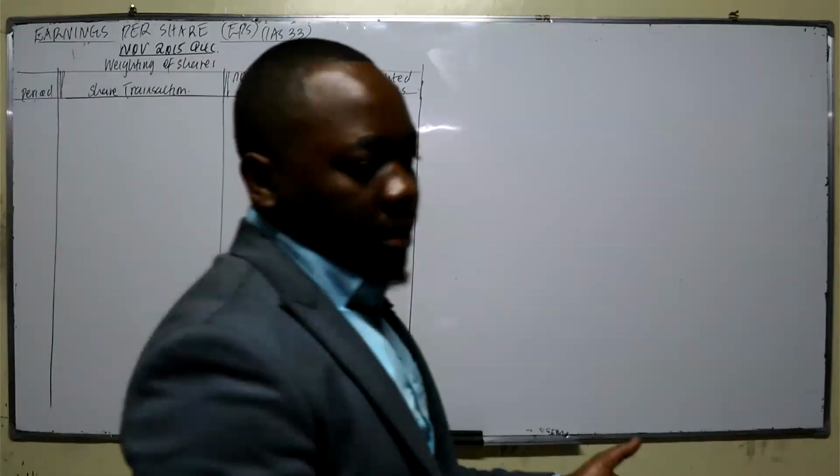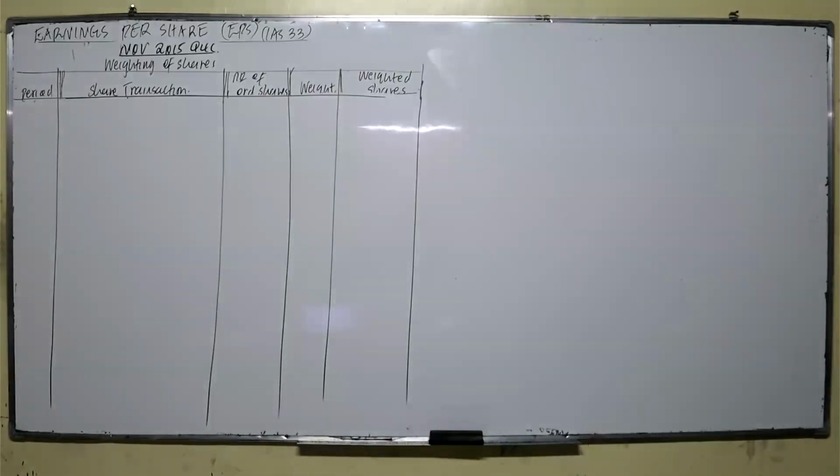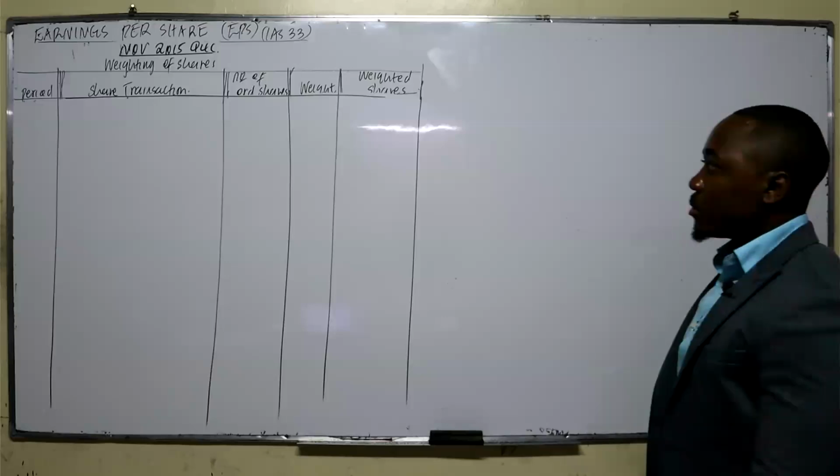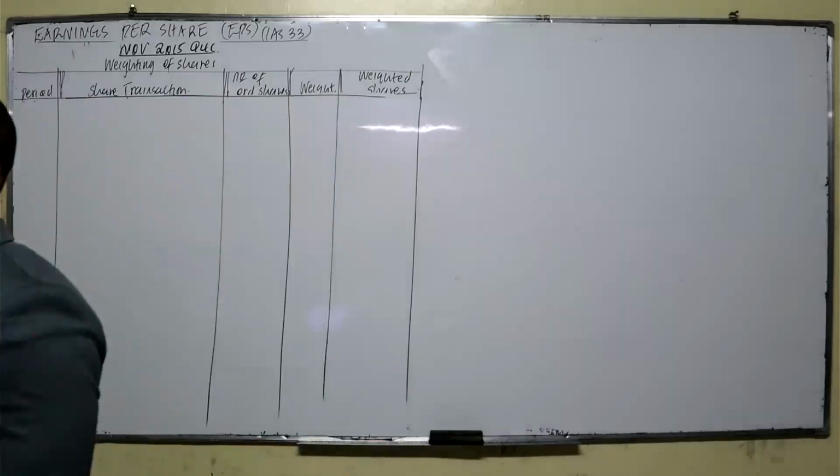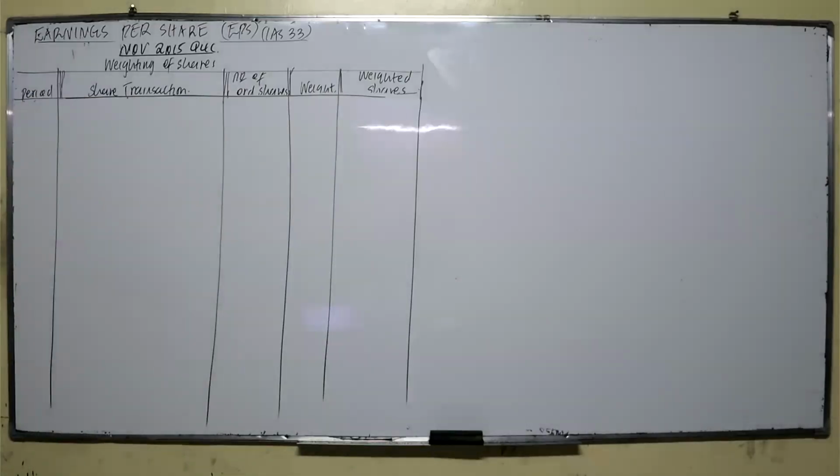So it uses historical data to make future decisions, which are subject to uncertainty. Another one, ratios do not take into account the effect of inflation.